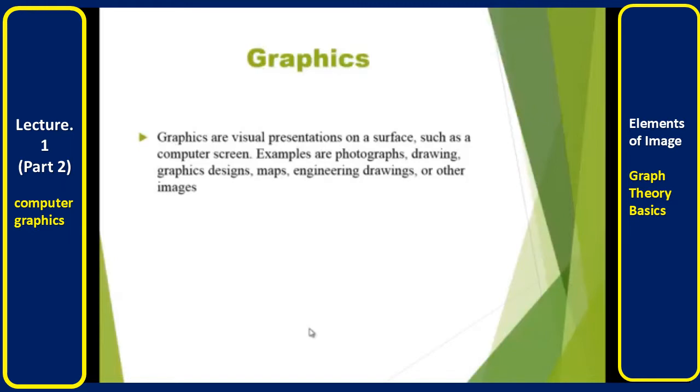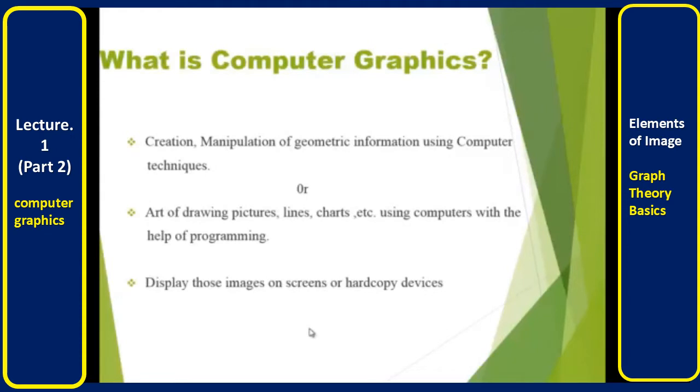In simpler terms, we can say graphics are visual presentations on a surface such as a computer screen. For example, photographs, drawings, graphics design, maps, engineering drawings, or other images. Now, what is computer graphics? We can say creation, manipulation of geometric information using various computer techniques.